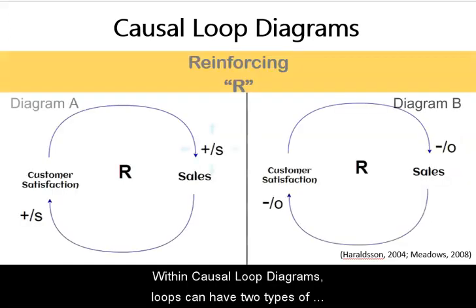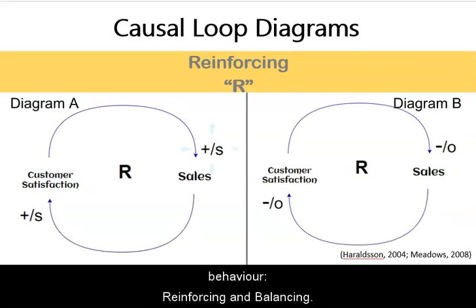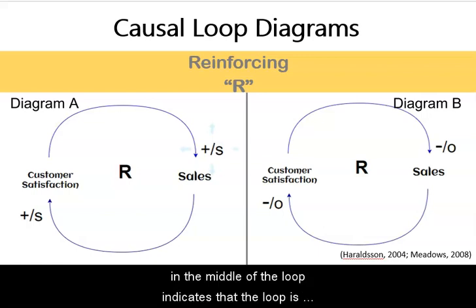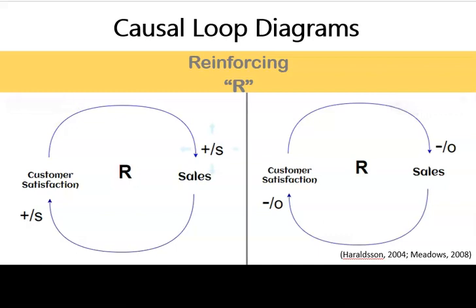Within causal loop diagrams, loops can have two types of behavior, reinforcing and balancing. In a reinforcing behavior, the letter R in the middle of the loop indicates that the loop is reinforcing a behavior in the same direction, causing either growth or decline. In diagram A for the clothing store, when customer satisfaction increases, sales increase, and when sales increase, customer satisfaction also increases. The inverse happens in diagram B. When customer satisfaction decreases, sales decrease, and when sales decrease, customer satisfaction also decreases.